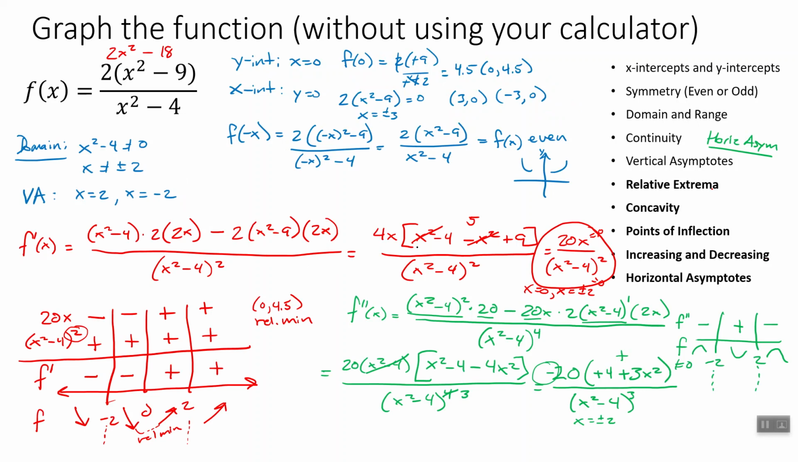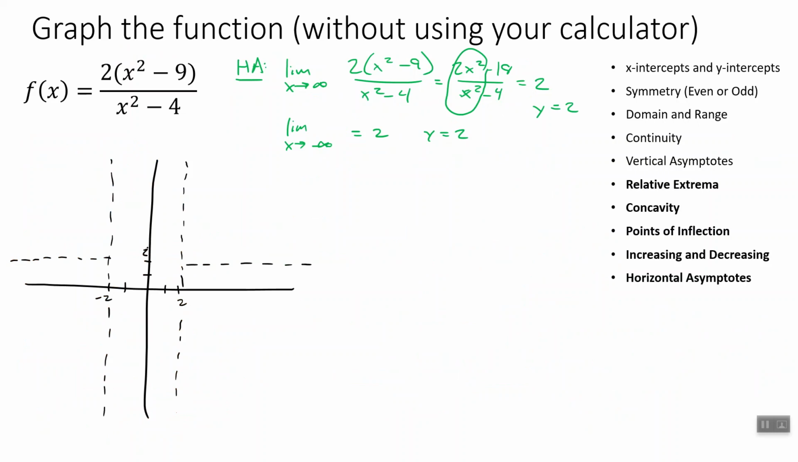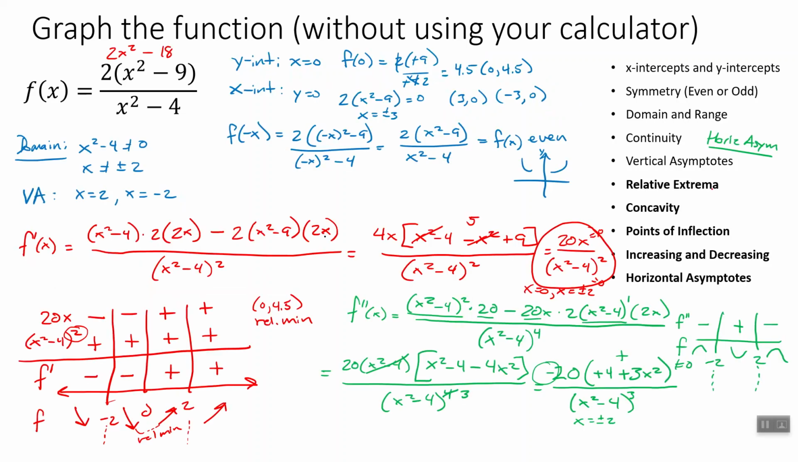All right, let's go with some points now. We've got 3, 0, and negative 3, 0. And 0, 4.5. So 2, 3, 4, 5. So there's 0, 4.5. And we've got 3, 0, and negative 3, 0. All right, so those are points. Did we have any other points? Nope, I don't think we had any other points.